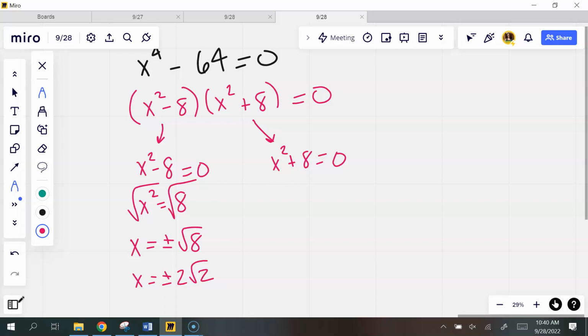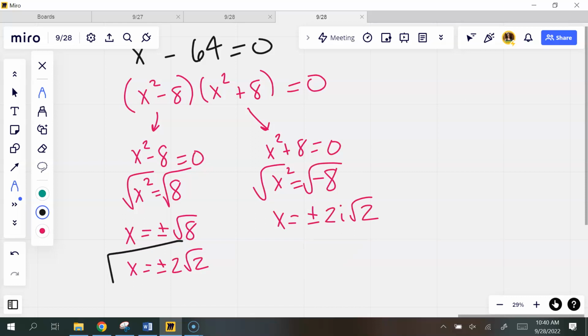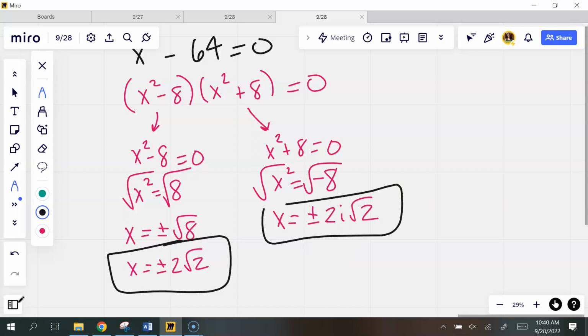So I come to my other equation. X squared equals negative 8. So x is plus or minus 2i root 2. So there's 4 solutions, all of them with multiplicity of 1. They all go straight through. Because they only happen once. Let's do another.